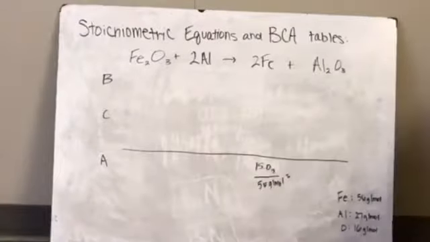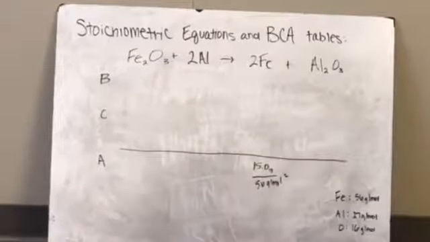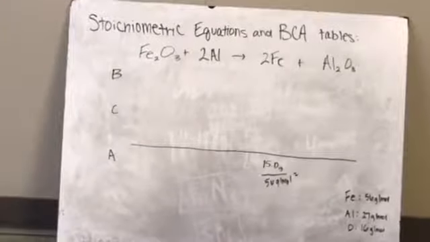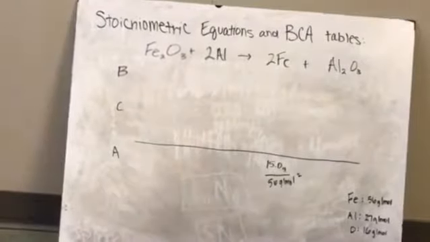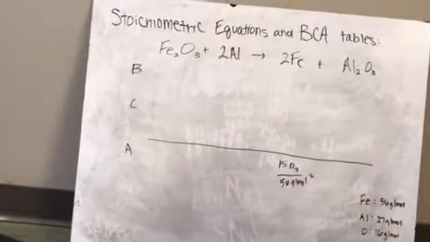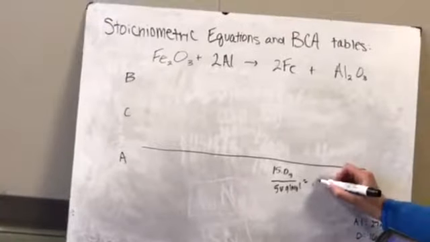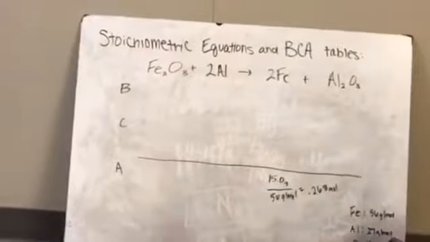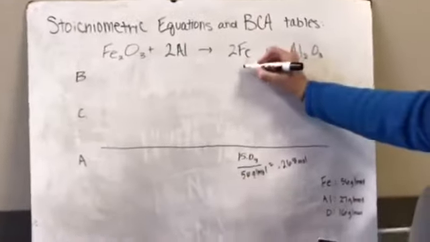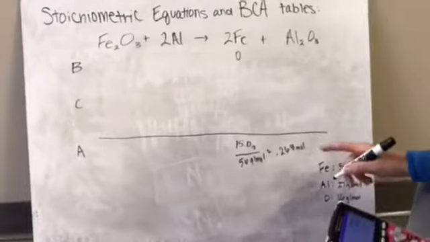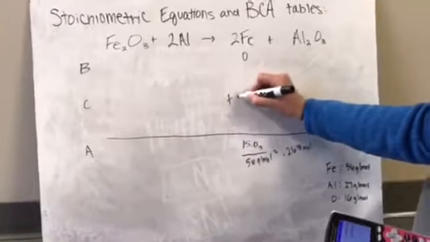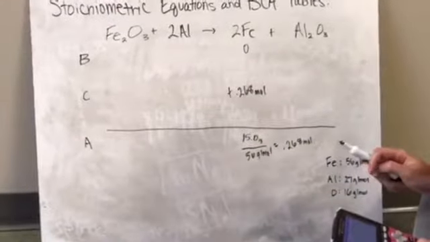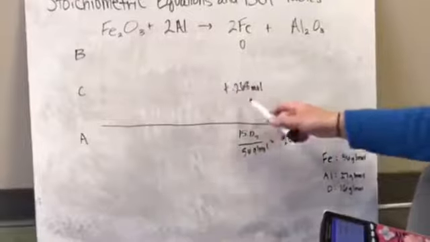And when we do that, we get 0.268 moles. So if we start with 0 moles of iron, and we need to gain 0.268, that means that this reaction needs to produce that much iron.